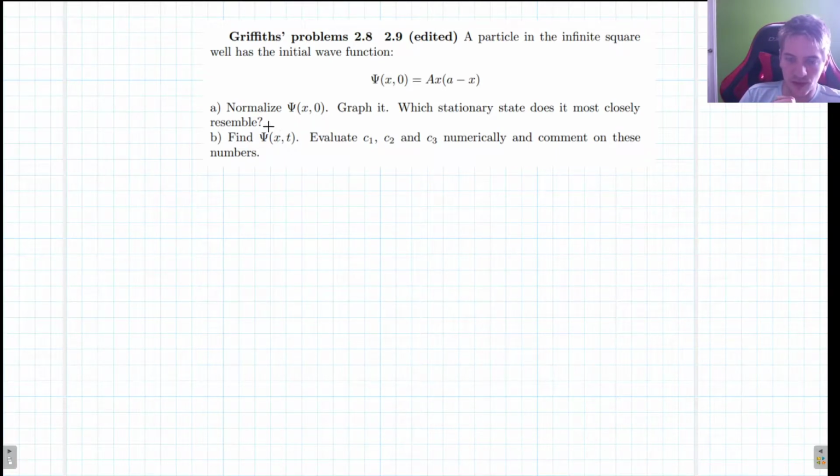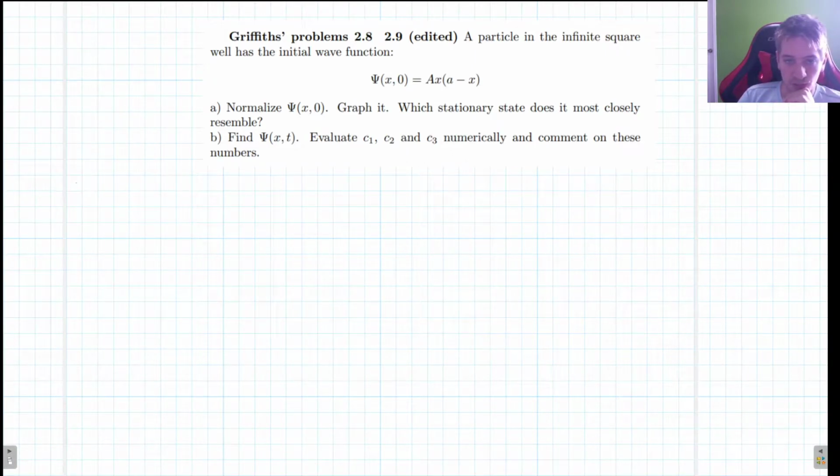Then we want to find the wave function as a function of time. We only know what it looks like at the beginning. We don't know what happens later. And then we want to evaluate the first three coefficients numerically and then comment on the meaning of those numbers.